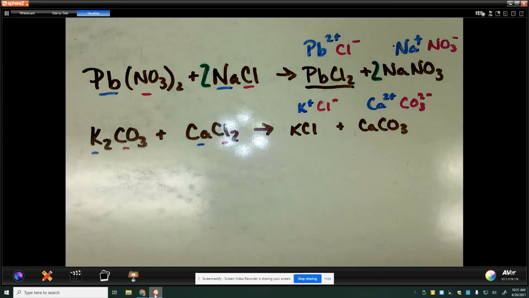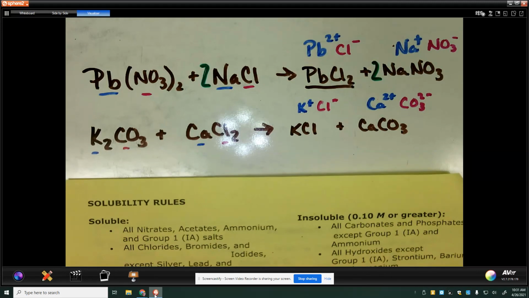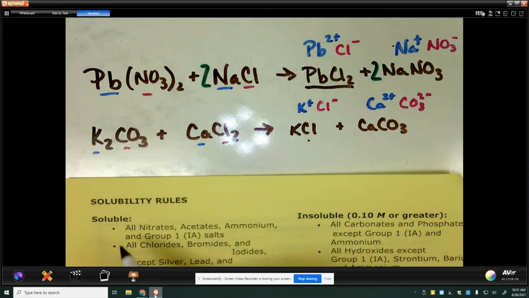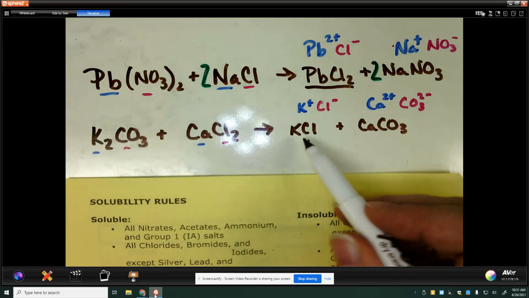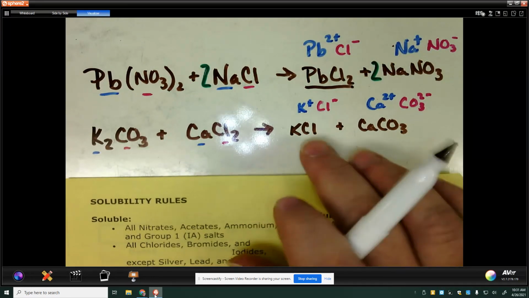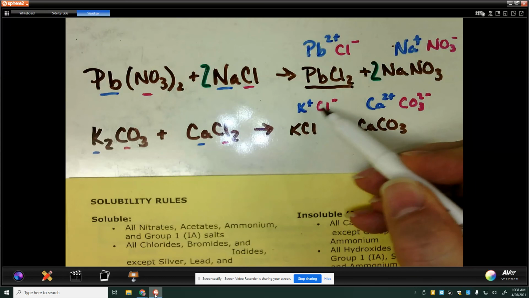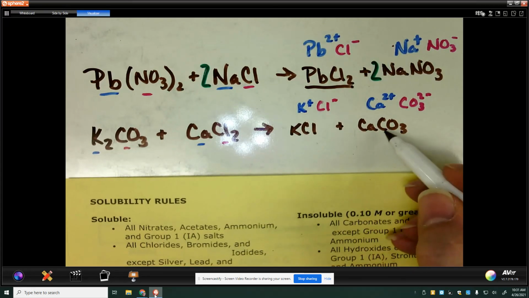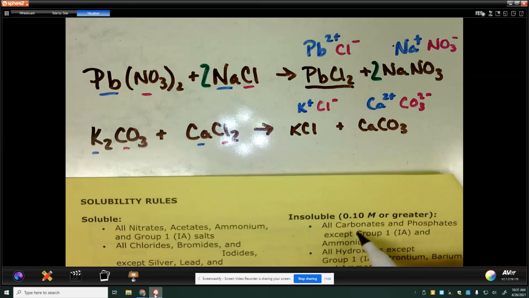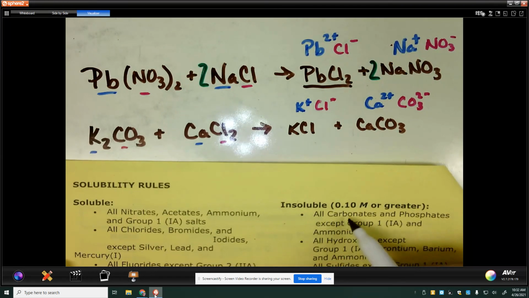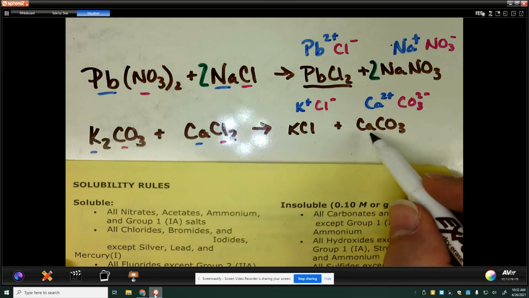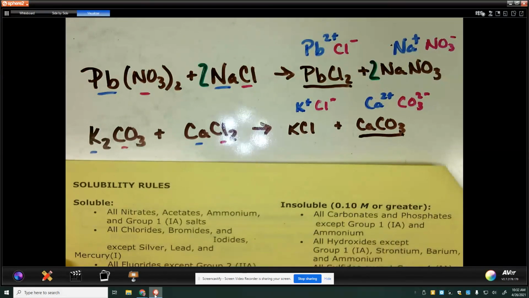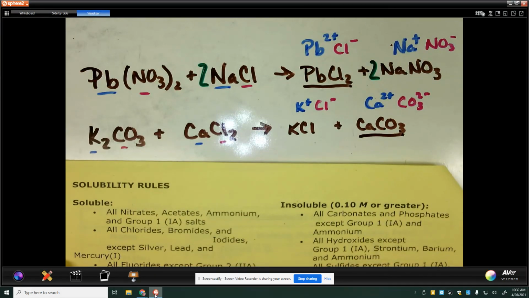And then we're going to identify our precipitates. So the first one is a chloride. All chlorides are soluble except if it's bonded to silver, lead, and mercury. Nope, that's something in group 1. It is soluble, so it would split up into its ions. This one is a carbonate. So all carbonates are insoluble unless it's bonded to something in group 1 or ammonium. Calcium's neither of those. So that's my precipitate in this one.